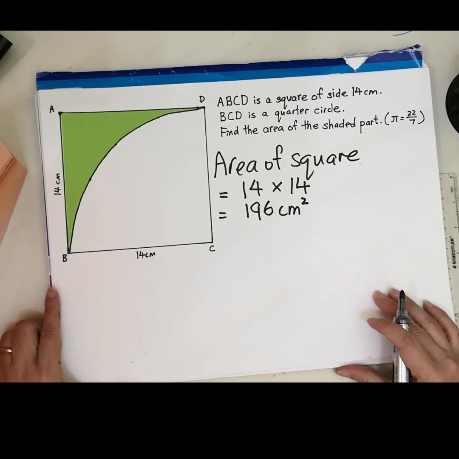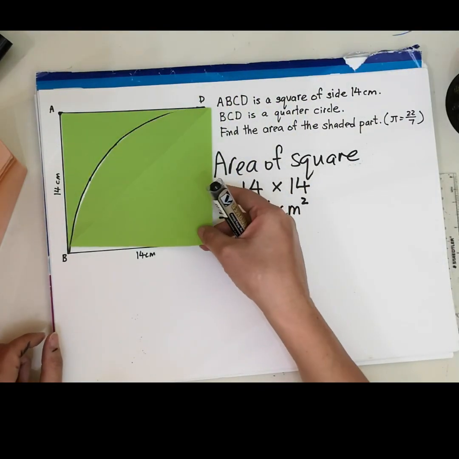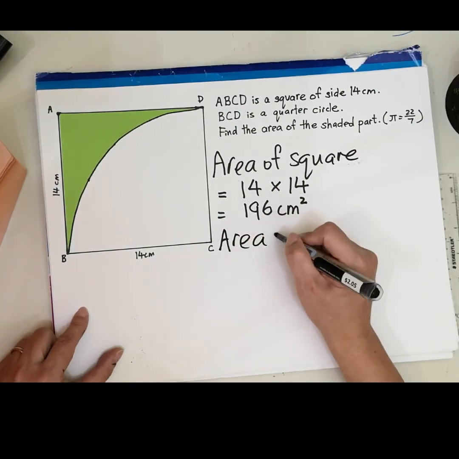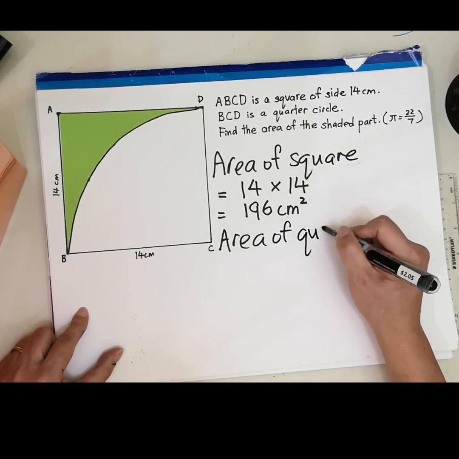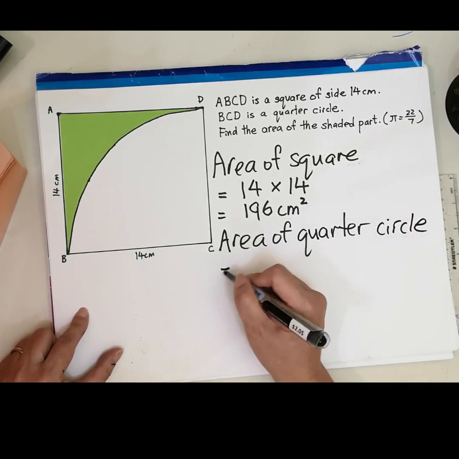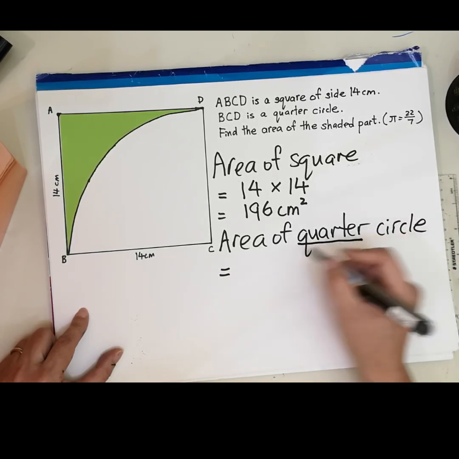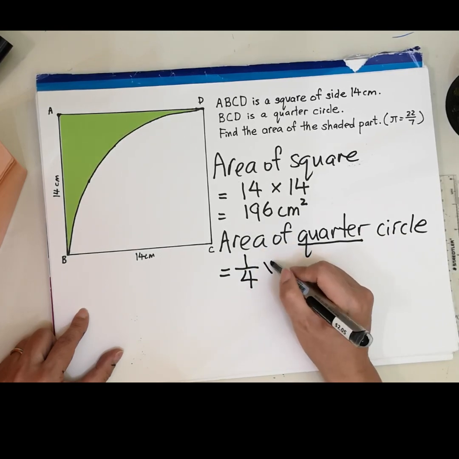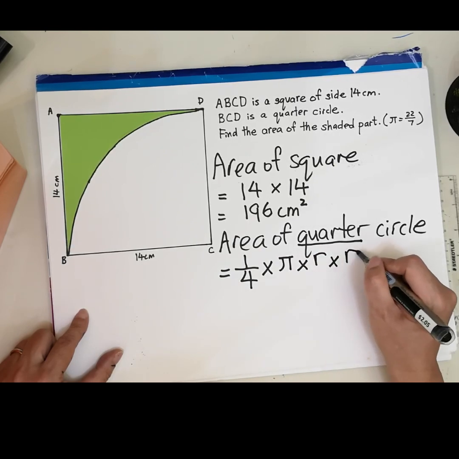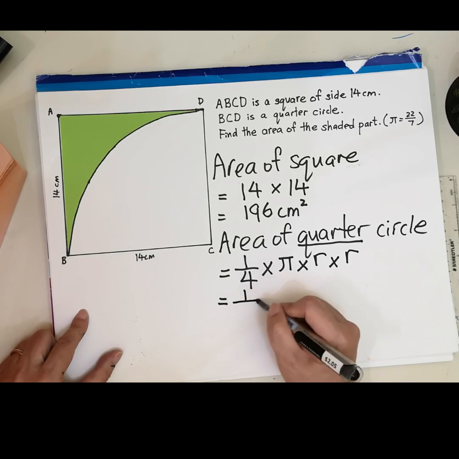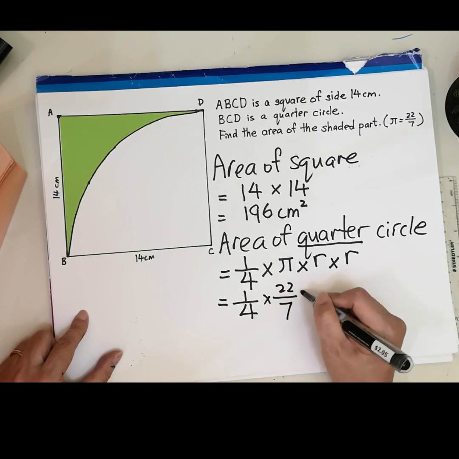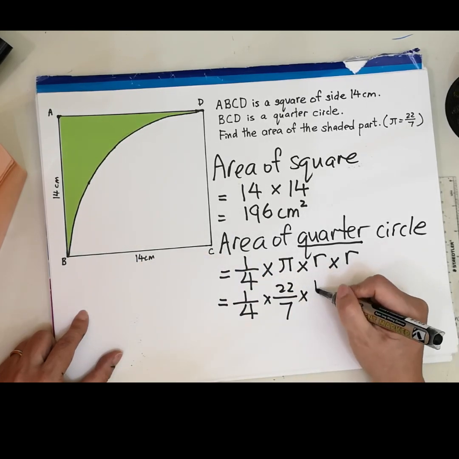Okay, the next we are going to subtract the area of this quadrant from the square. So area of quadrant, a quarter circle, is equals to, alright, we are talking about quarter circle here, so the formula will be 1/4 multiplied by pi multiplied by radius multiplied by radius. Okay, pi is given as 22/7. Okay, and the radius of this quarter circle is 14 centimeters.